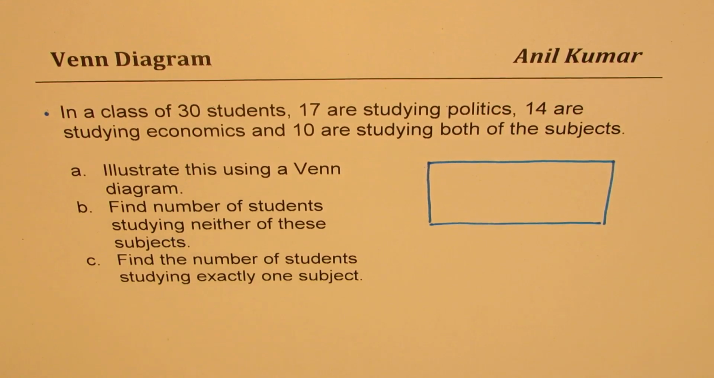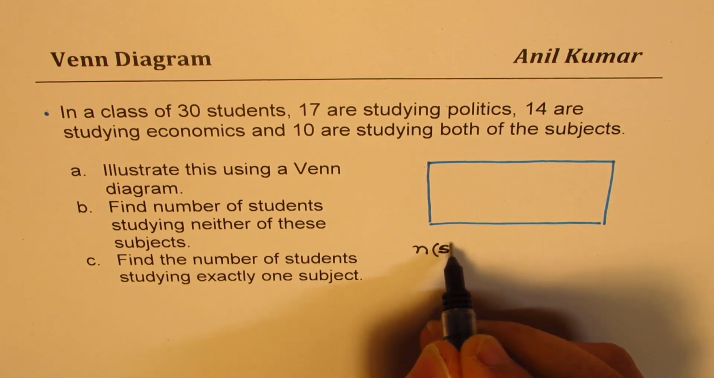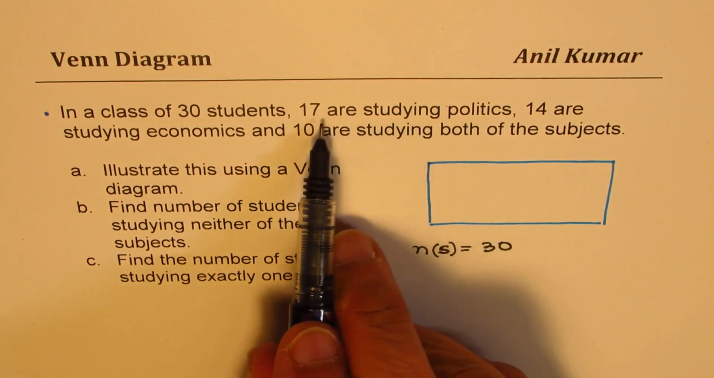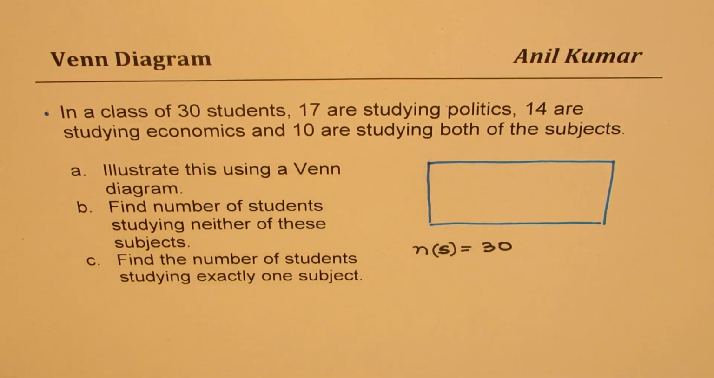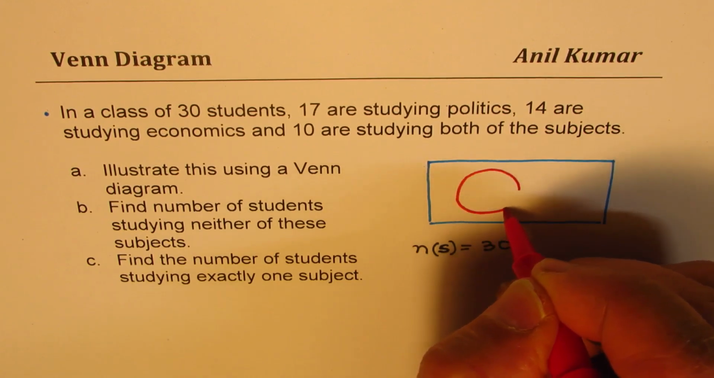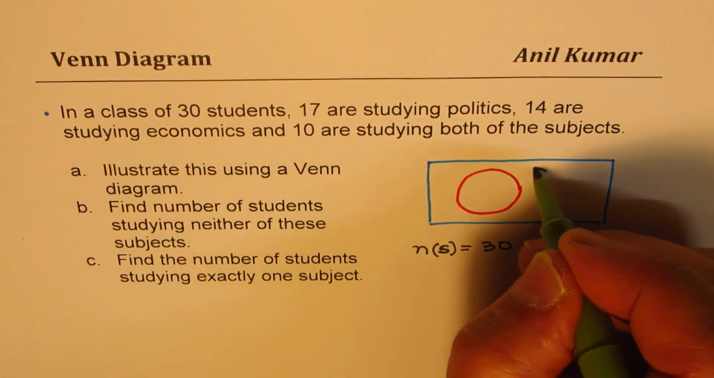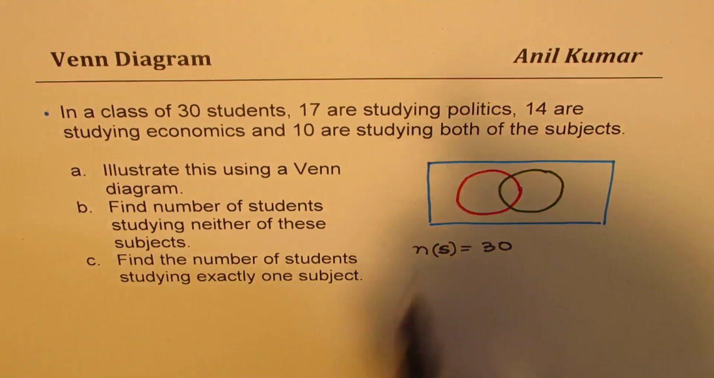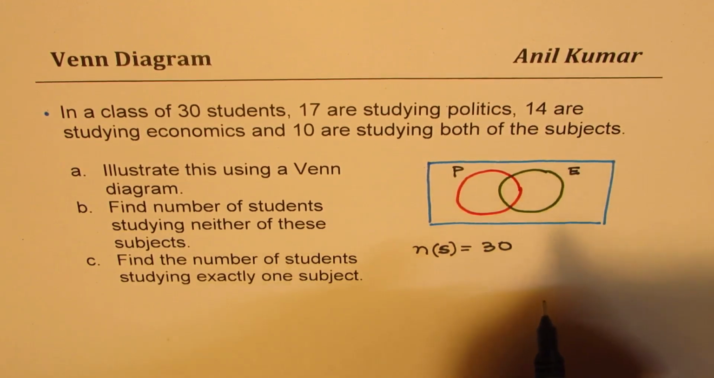There are 30 students in all. So in our set, let's call the superset the one with 30 students, right? 17 are studying politics and 14 are studying economics. 10 are studying both. So basically, we need to consider two sets here. One set for students who are studying politics. The other one, the students who are doing economics. Right? So these are the two sets for us. So let me call this set P for politics and E for economics.